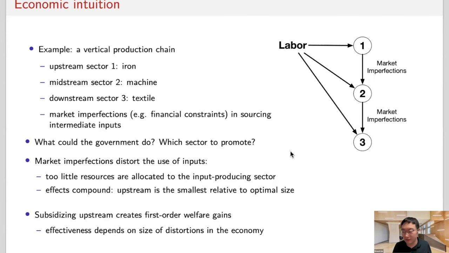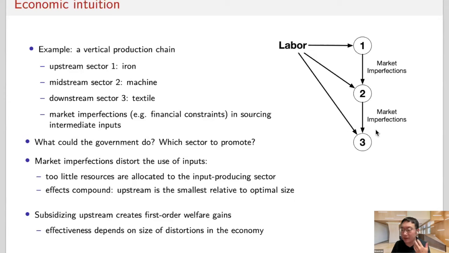So market imperfections in the economy distort the use of inputs, right? When textile producers are constrained, the production of machines becomes inefficiently low. And when machine producers are constrained, the production of iron and steel becomes inefficiently low. And labor, which is the ultimate production resource, has to go somewhere. Markets have to clear. So in this sense, the distortionary effects compound, in a way that too little labor is used in upstream production and too much may be used in downstream production.